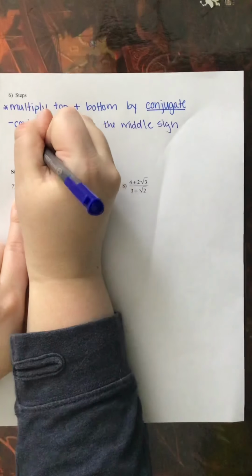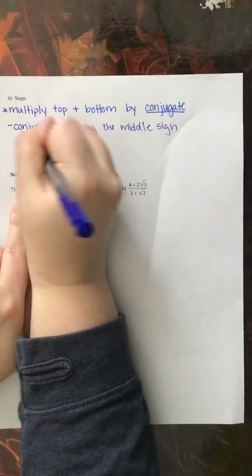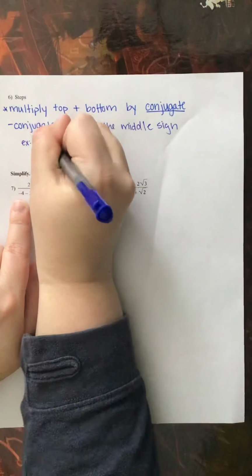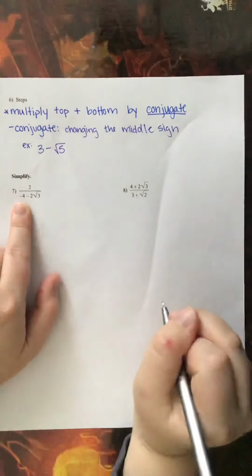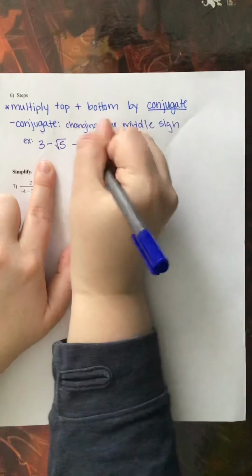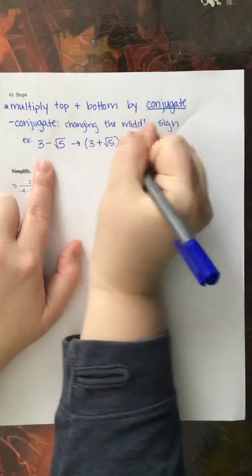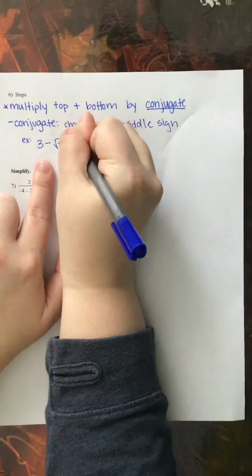So let's say I had 3 minus square root of 5. The conjugate of that is just 3 plus the square root of 5. That's its conjugate.